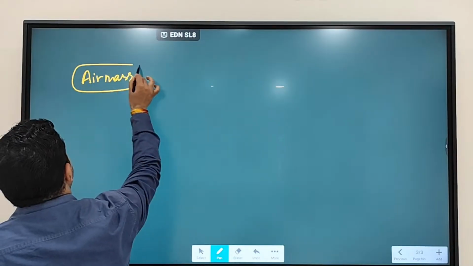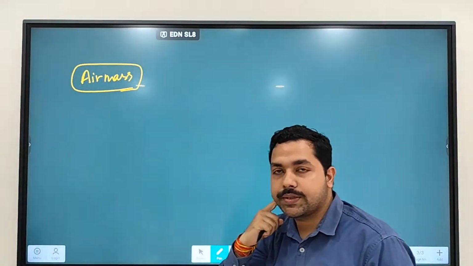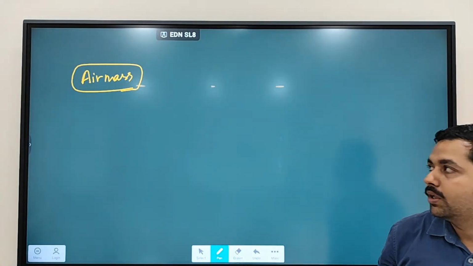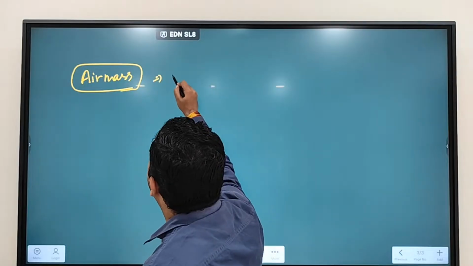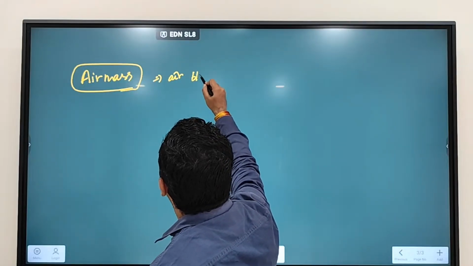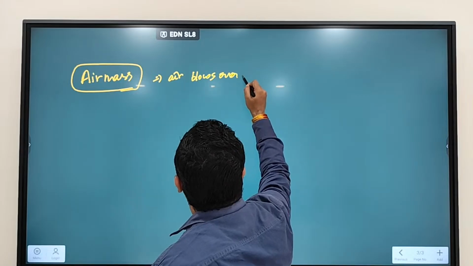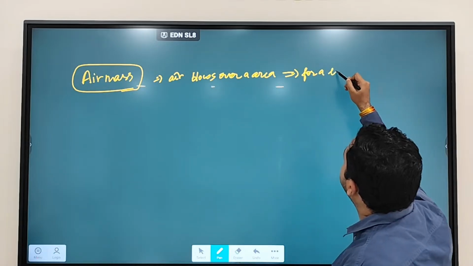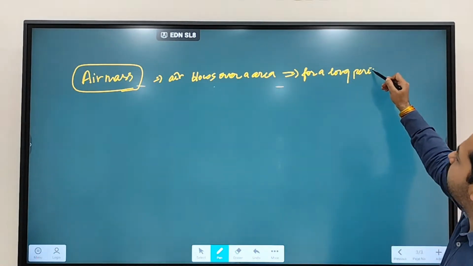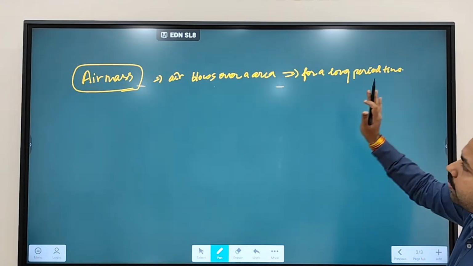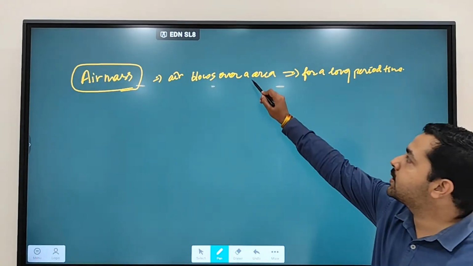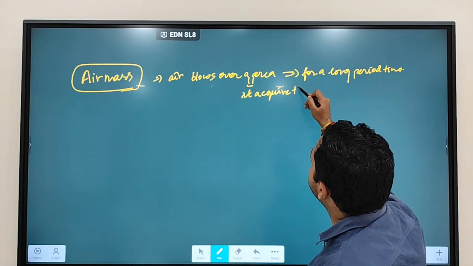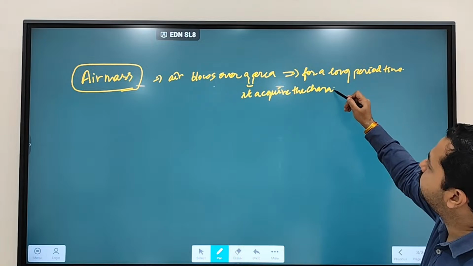Air mass. What does air mass mean? As the name indicates, air and mass. Mass means huge in number. So when air blows over an area for a long period of time, when air is moving towards an area for a long period of time, it acquires the characteristic of that area.